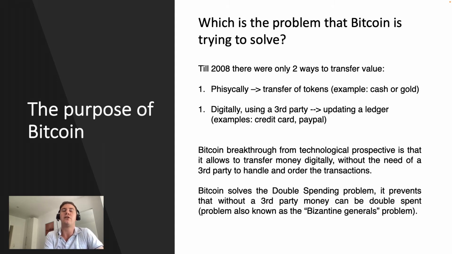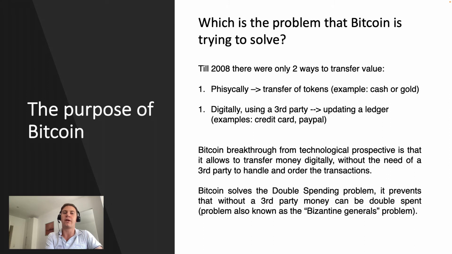The problem is that till 2008, there were only two ways to transfer value. One was physically, the transfer of tokens, for example via cash or gold. And second is digitally using a third party, so updating a ledger. The bank or PayPal, for example: once you move the value digitally, what the bank and PayPal are doing is updating a ledger. And so far, there was no way to send value digitally without a third party. And this is exactly the Bitcoin breakthrough.